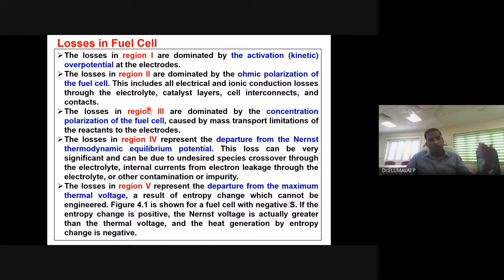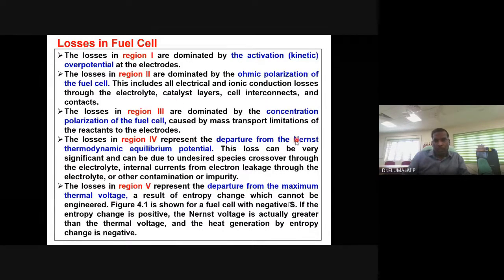Not only that, sometimes this fuel, instead of reacting on the anode, crosses through the membrane and reaches the cathode compartment. Concentration polarization. That much concentration of fuel is not available to react on the anode. So the loss due to the unavailability of the fuel at the anode is concentration loss. Okay. So then we have seen the other regions.